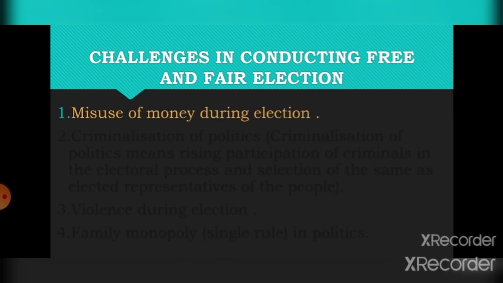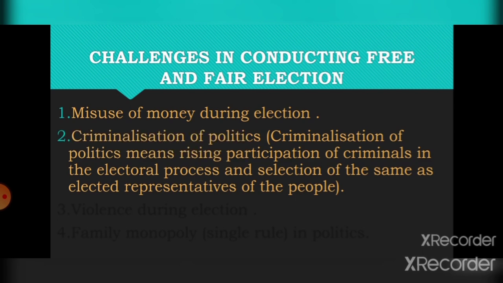Misuse of money during election. As I said, they give you envelopes to vote for them. Criminalization of politics. Criminalization of politics means rising participation of criminals in the electoral process and selection of the same as elected representatives of the people. So we can see there are many people who come from a criminal background and they show that they have a clean sheet, and again these representatives are elected, and we can't help it that criminals are leading the country.